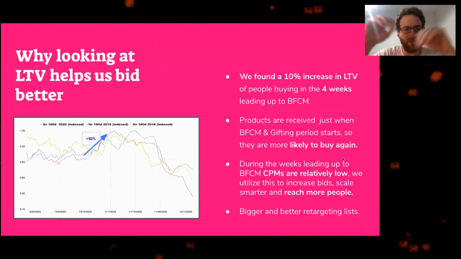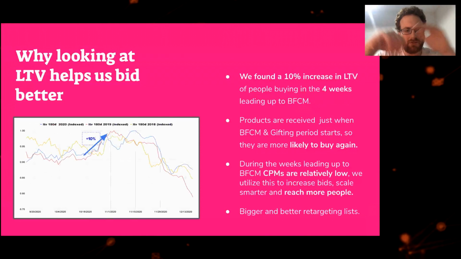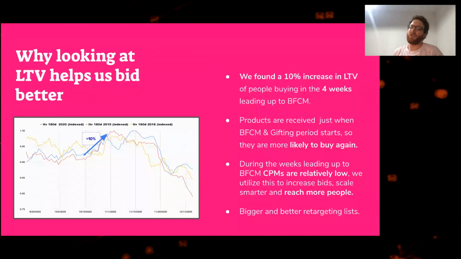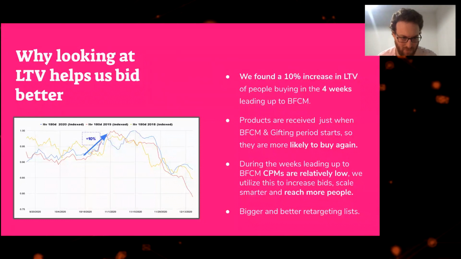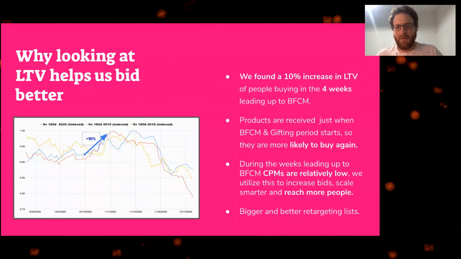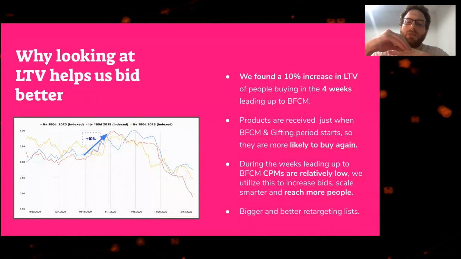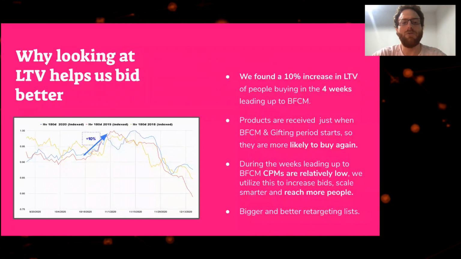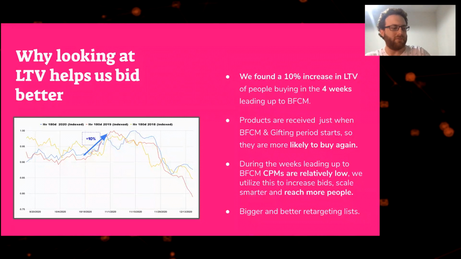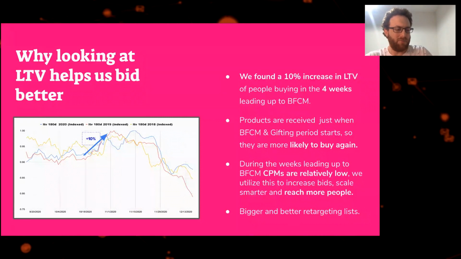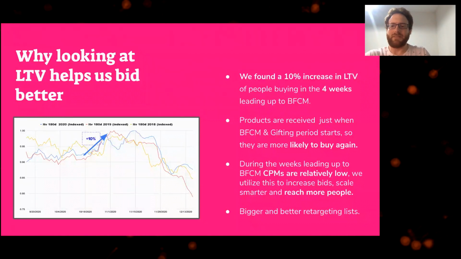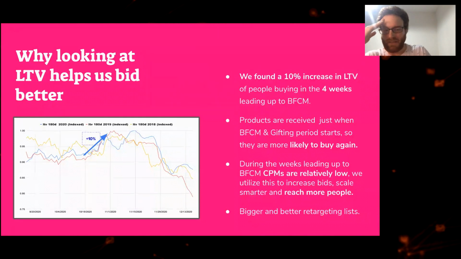The other point that I want to make is also about bidding, and that's about how we look at lifetime value in Mixtiles in order to help us do our bidding better. What we found, and I encourage you to do the same and look at these numbers, is that in November, when the market started to get hot, but before Black Friday, Cyber Monday, in the weeks leading to it, we have a 10% increase in those customers' lifetime value compared to other times of the year, and that it happens every year.